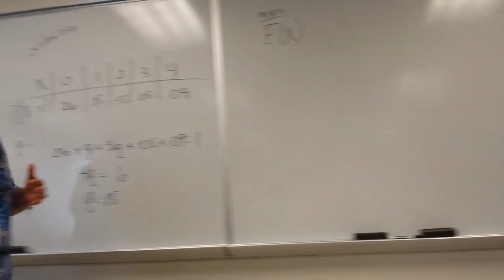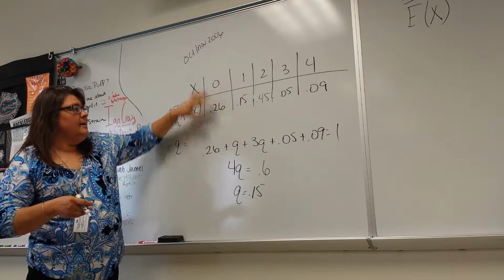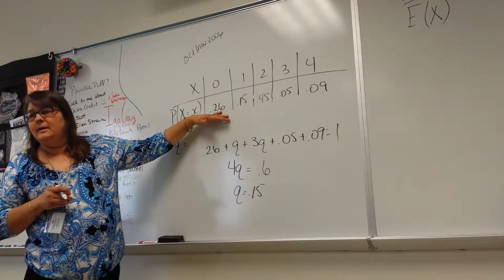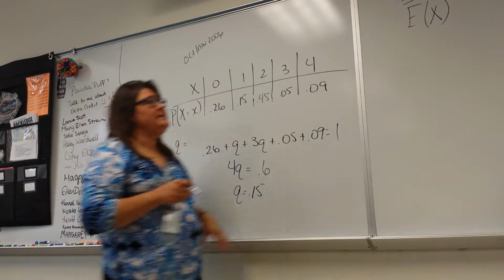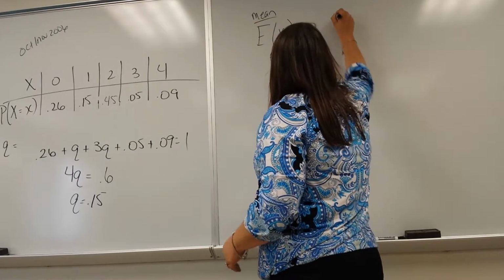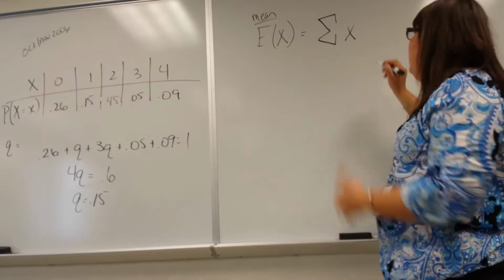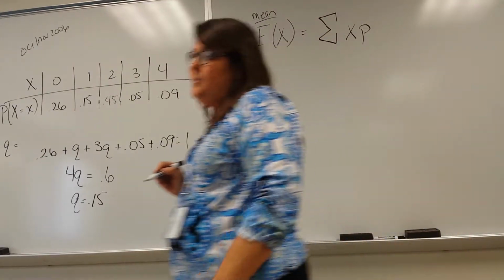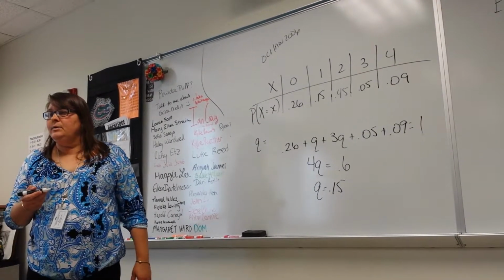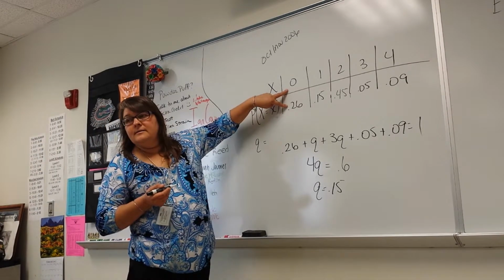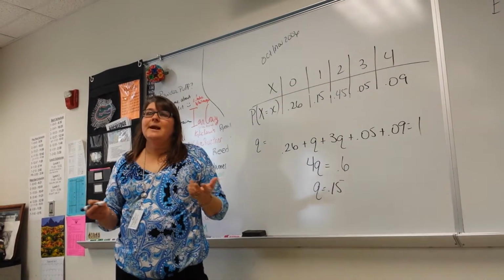So let's talk about what this is again. This right here tells me when the outcome is 0, 0.26 is the probability that happens. When the outcome was 1, 0.15, and so on. So the definition is the sum of x times p, where x is the outcome and p is the probability. The summation adds them all up. I take each of these, multiply, and in the end add them all up.